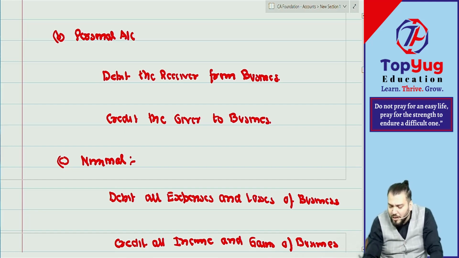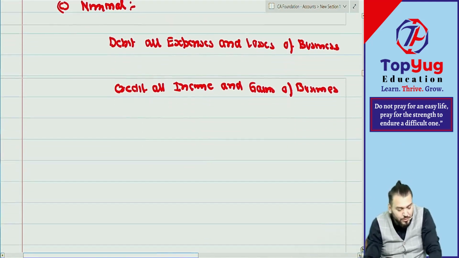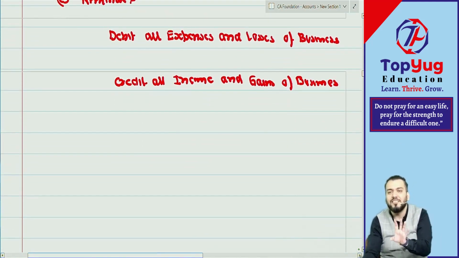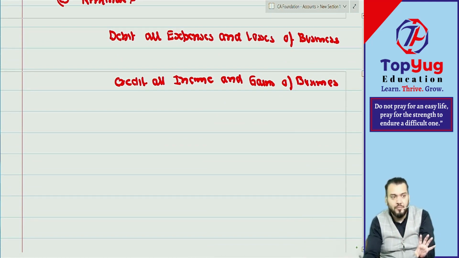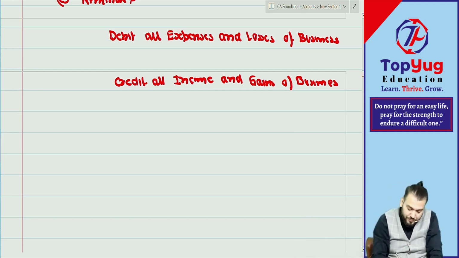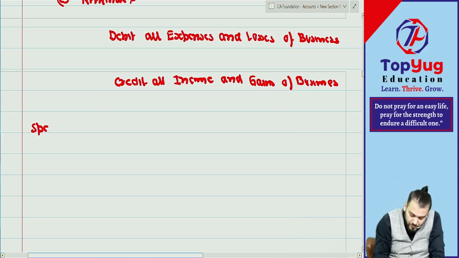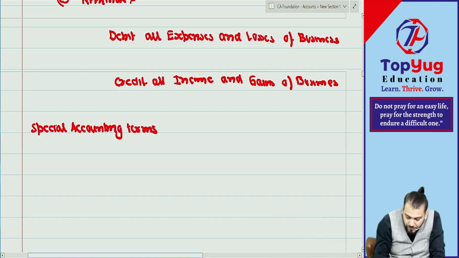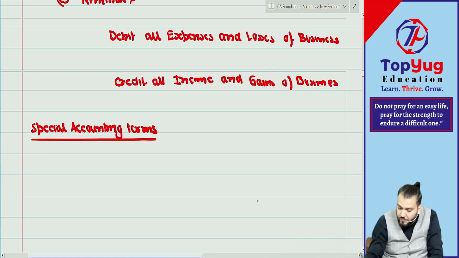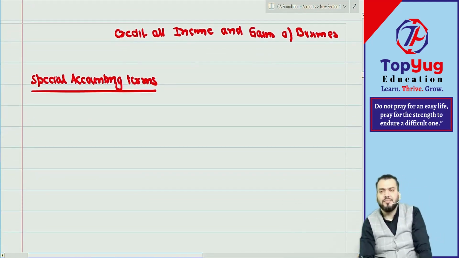Correct. Before coming to the recording part, I need to inform you about some special accounting terms, because we are supposed to use those accounting terms. So we need to understand what the special accounting terms are. Write down: special accounting terms. Now, just try to understand.